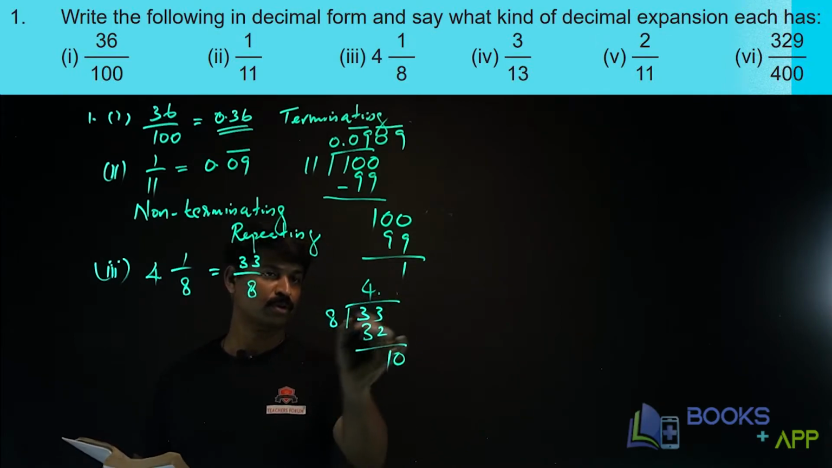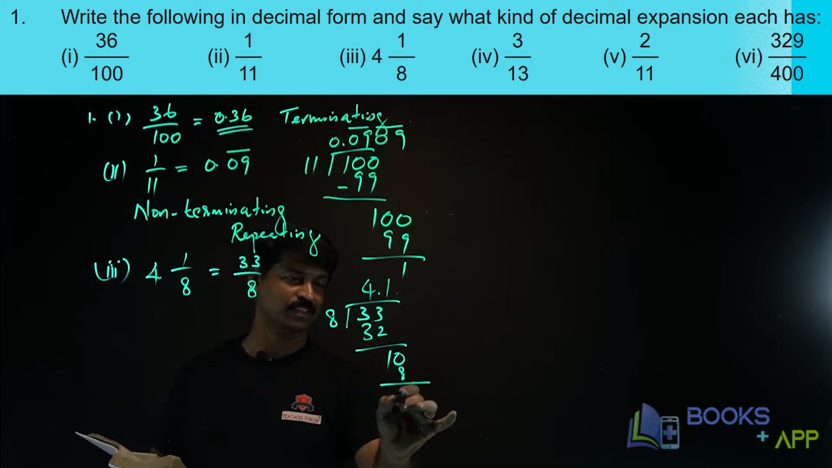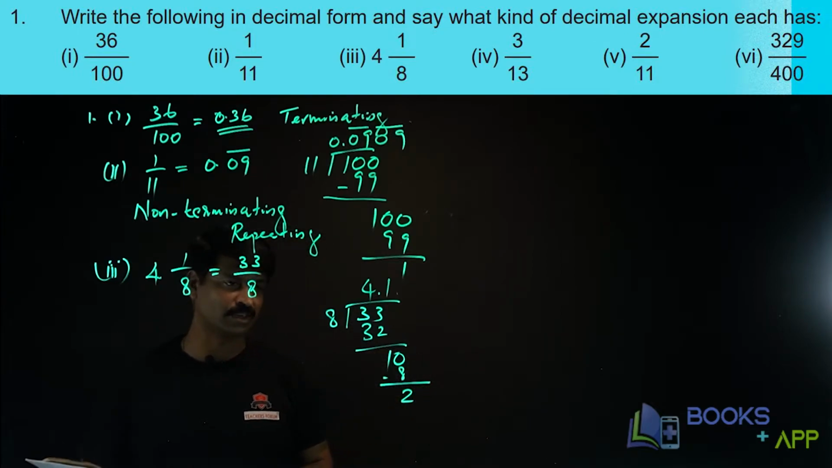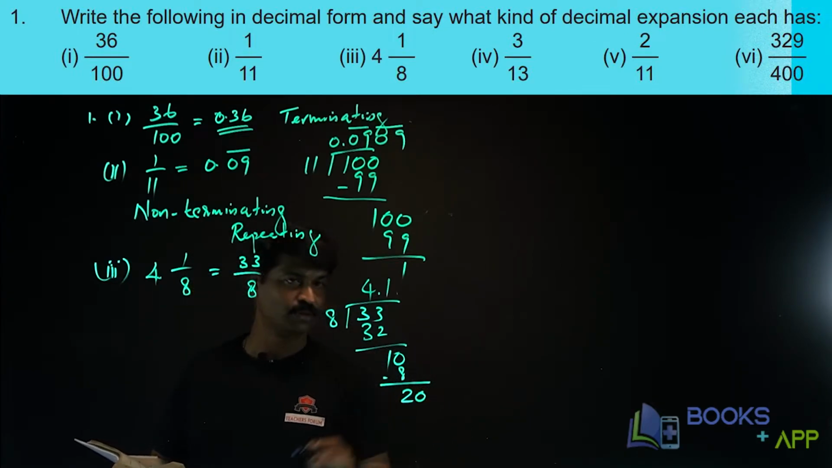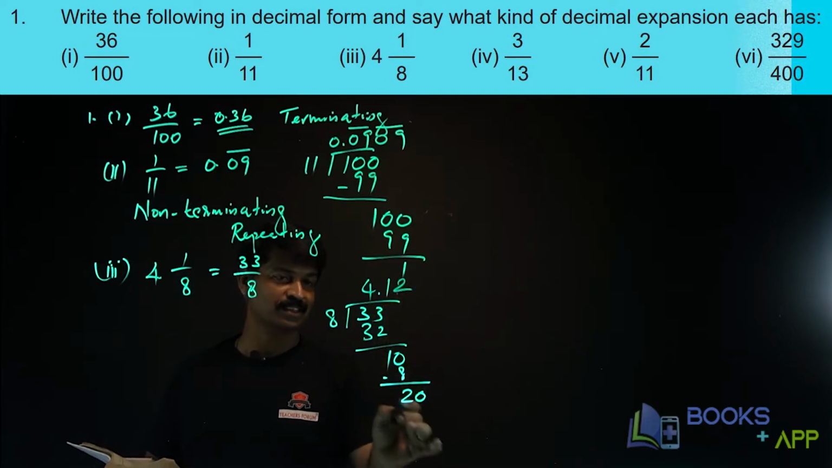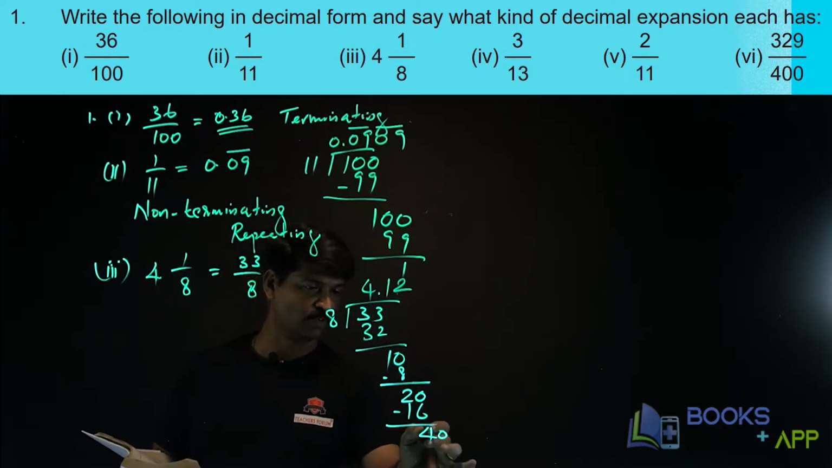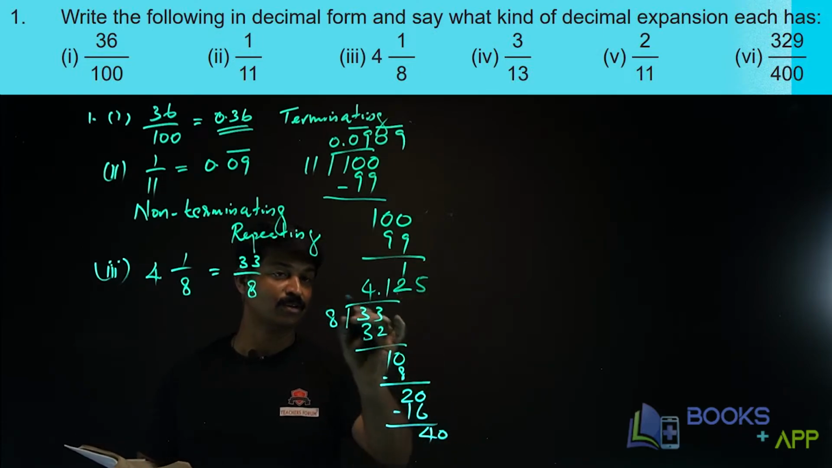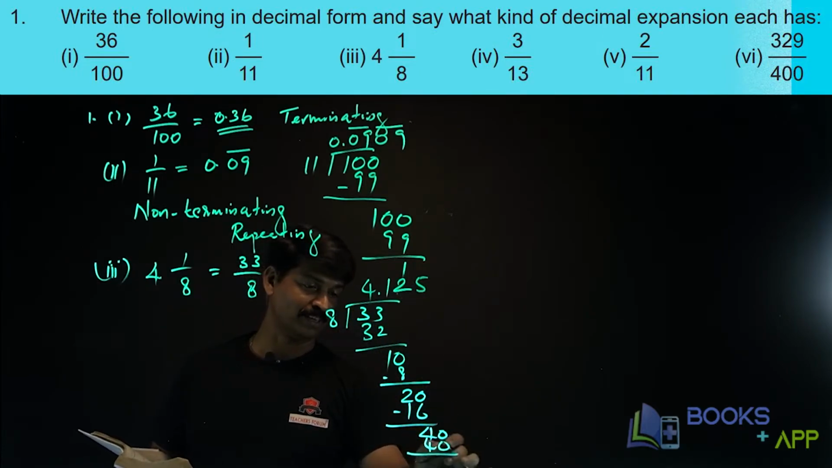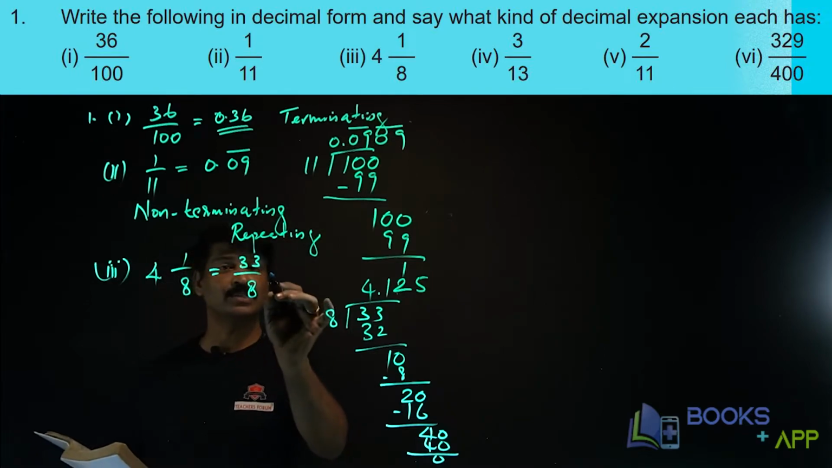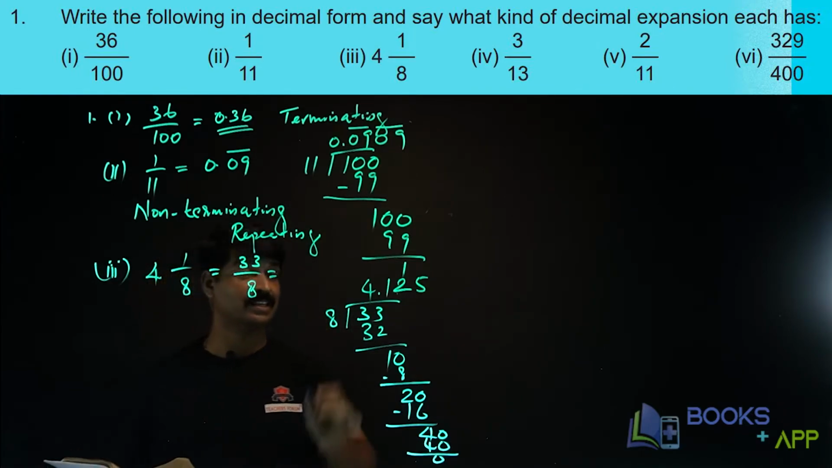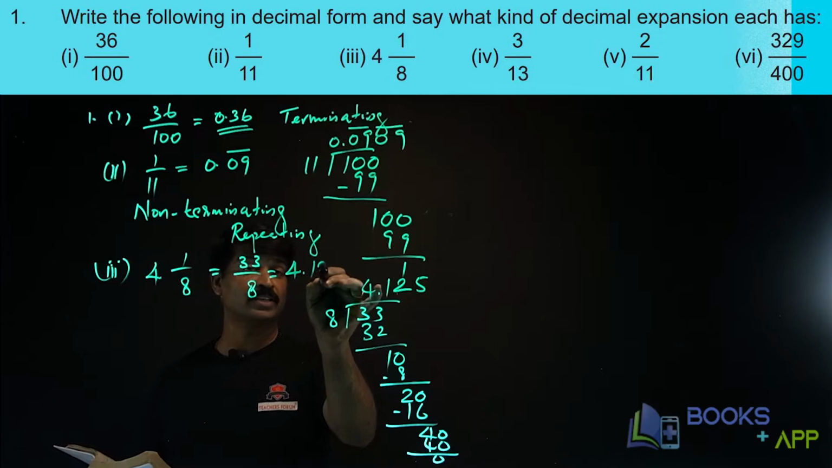0. So 1 8s are 8. What is the answer? 2 is the remainder. Put 0. What is the answer? 2 8s are 16. What is the remainder? 4. Put 0, 40. 5 8s are 40. So the remainder is 0. So what is 33 by 8 or 4 1 by 8? That is equal to 4.125.